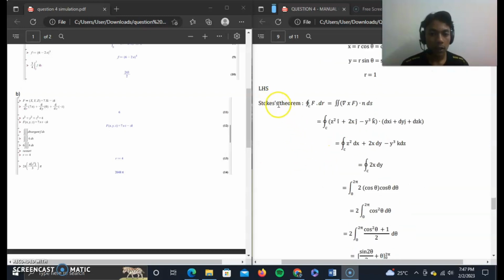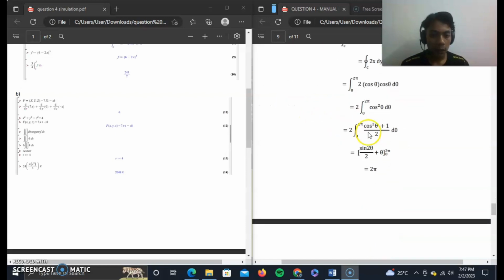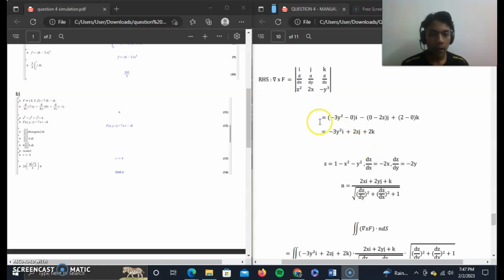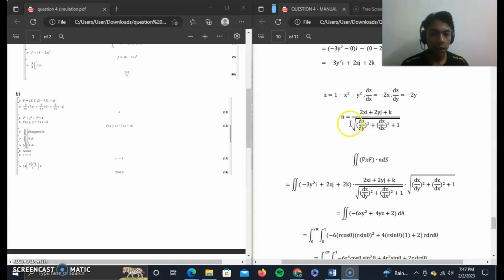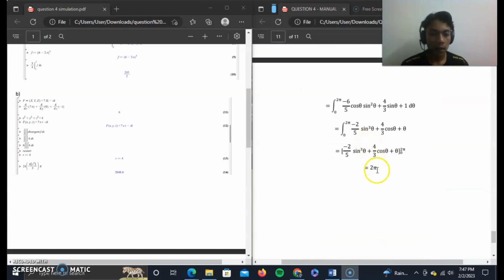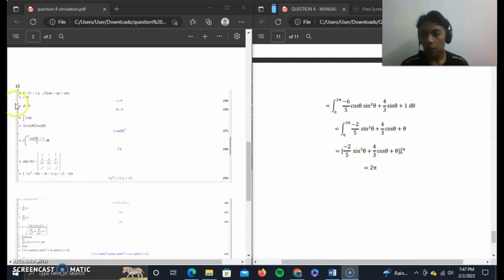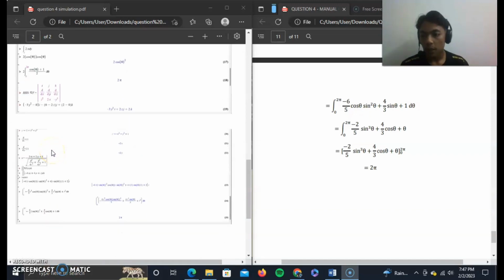Okay, for the LHS, after we work it out, we can get 2 pi. For the RHS, we multiply as a matrix, and after that we find the n, and we can get the answer 2 pi. We can look at the simulation after including all the data, and we get the final answer 2 pi.